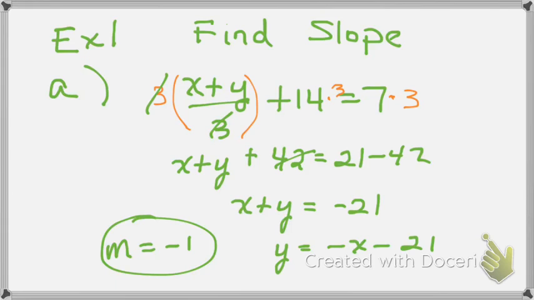They'll always want it as reduced as possible when you type it in. Everybody okay with the A? So A is just finding the slope.